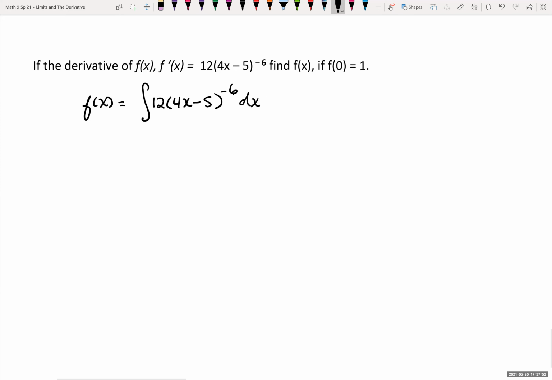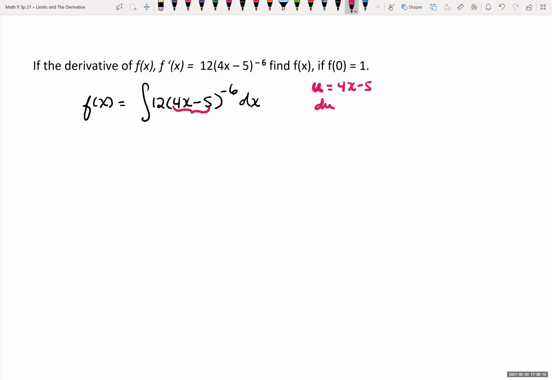And so I noticed that if it was just x inside of that parentheses, x to the negative 6, I could take the antiderivative of that. But because there's this 4x minus 5 in that parentheses, that is making it difficult. So we're going to let u equal what's inside the parentheses here, 4x minus 5.